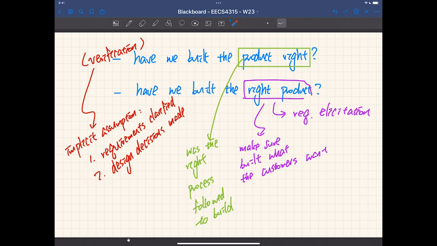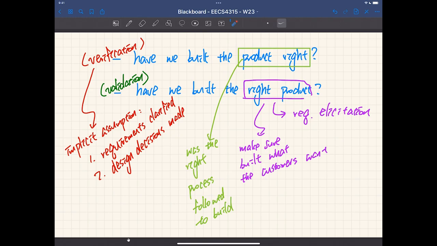Chidaru, very good. So this one here is validation, which intends to make these two known.